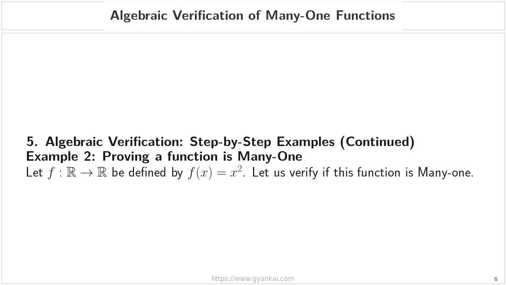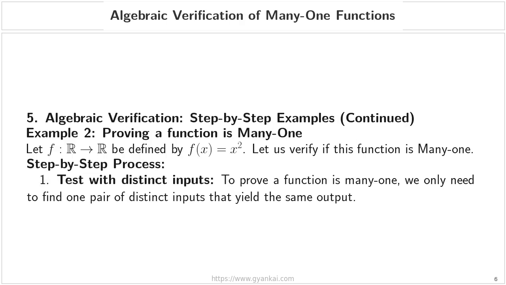Consider a function f, mapping the set of real numbers to the set of real numbers defined by the rule f(x) = x². Our goal is to verify if this specific function is many-one. Now, pay close attention to the process here, as it differs from the 1-1 proof. To prove a function is many-one, we don't need a general algebraic proof for all numbers. We only need to find one single pair of distinct inputs that produce the exact same output. This is essentially providing a counterexample to the 1-1 property.